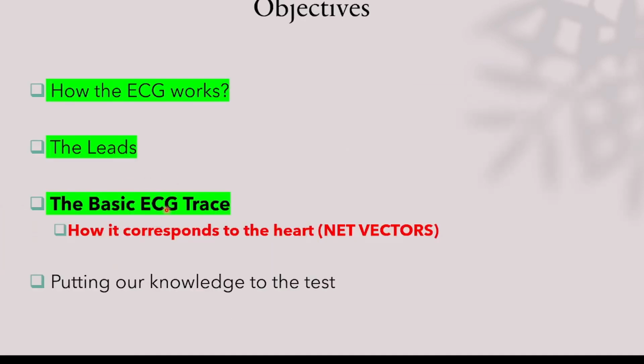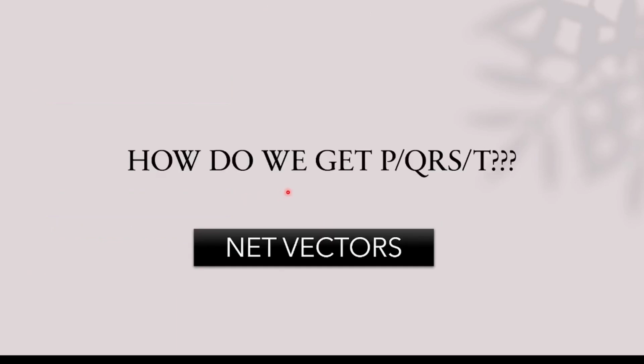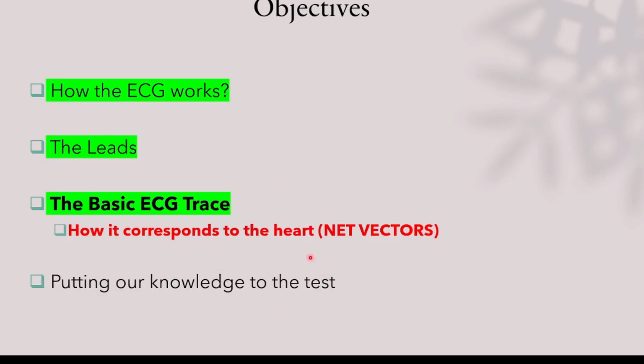So that's it guys for this video. Today we have discussed the basic ECG trace and terminology such as segments and intervals, and also some measurements. In the next video we will look at how do we actually get our P, QRS and T waves specifically, and the idea of net vectors.